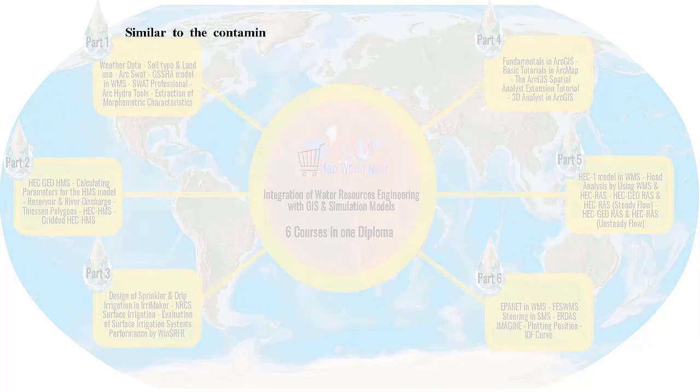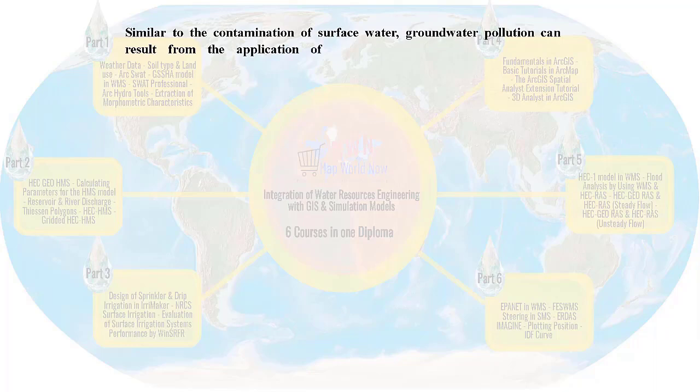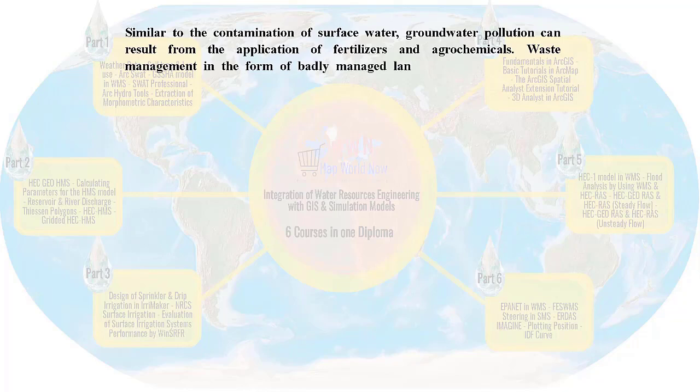Similar to the contamination of surface water, groundwater pollution can result from the application of fertilizers and agrochemicals. Waste management in the form of badly managed landfills is another potential source of groundwater pollution in the humid tropics.